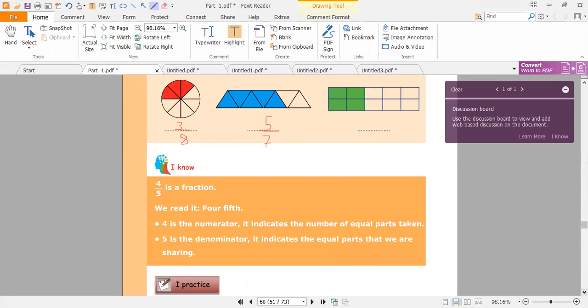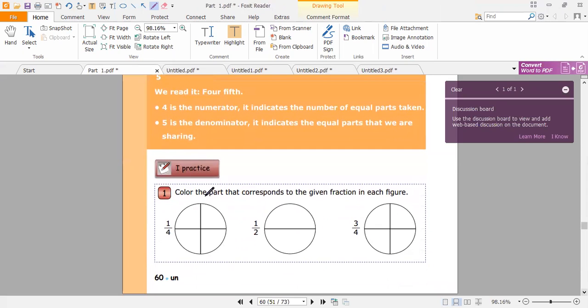Now let's solve exercise 1. Color the part for each figure. Here I have 1 over 4. So as I said, it's one-fourth. I have 4 equal parts and I have to color how many parts? 1 only. So I'm going to color 1. Here I have 1 over 2 or one-half. 2 equal parts. Yes, I have 2 equal parts. How many parts do I have to color? 1. So I'm going to color this one. 3/4. I have 4 equal parts and I have to color only 3.